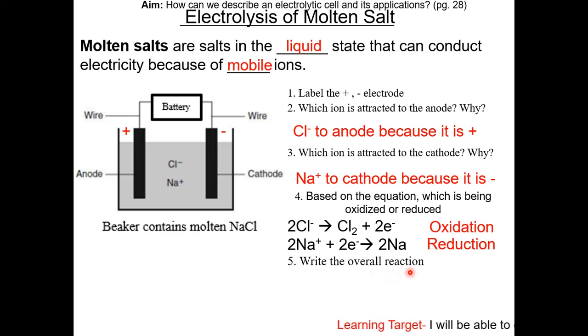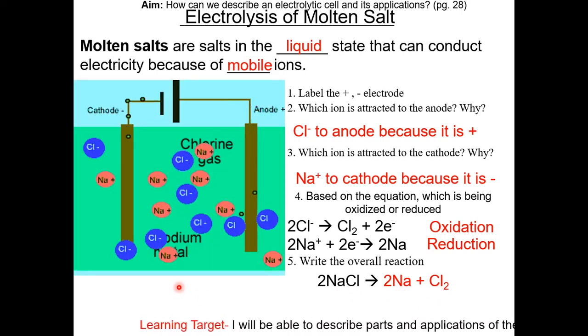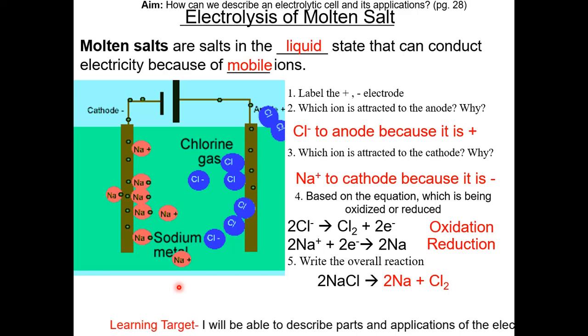Write the overall reaction. In this electrolysis reaction, NaCl is decomposing to sodium and chlorine gas. Here's a GIF of electrolysis of molten NaCl.